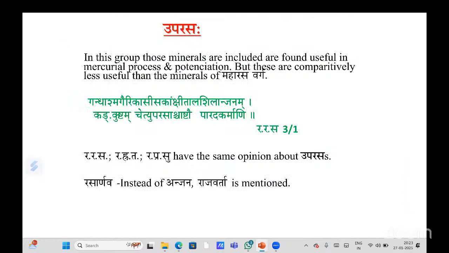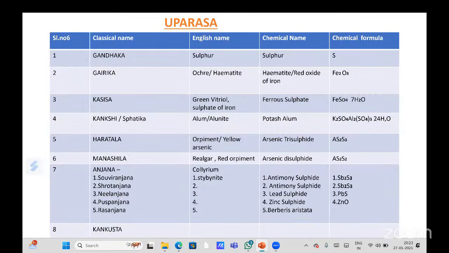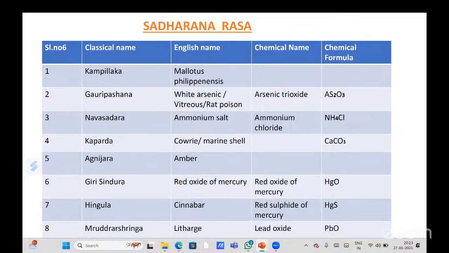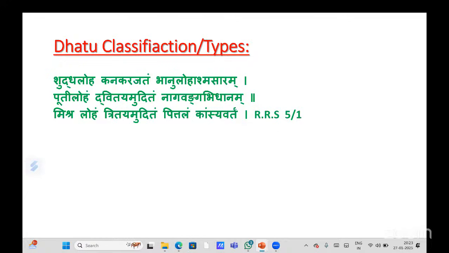Again, you have to go through the Gandhaka example. The English name of Gandhaka is sulfur, chemical name is sulfur, and the chemical formula. Yes, in the similar way, Uparasa you should go through, and in similar way, Sadharana Rasa, that is Kampilaka, Gauri Pashana, Navasadara. In the similar way, you have to go through the dhatus.